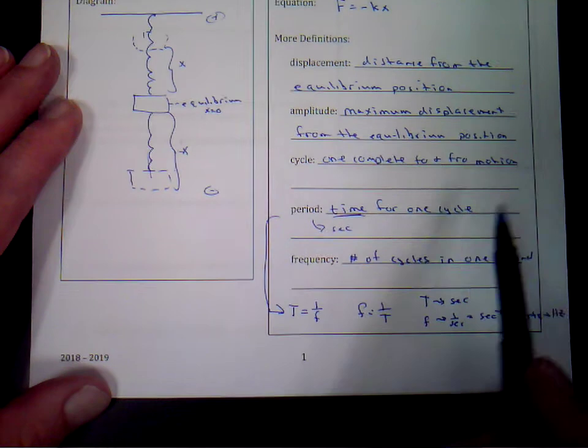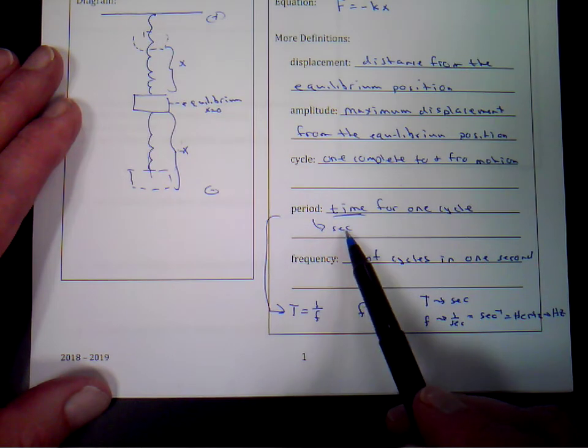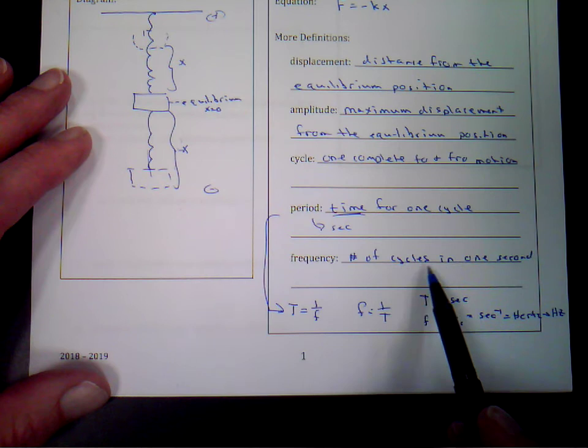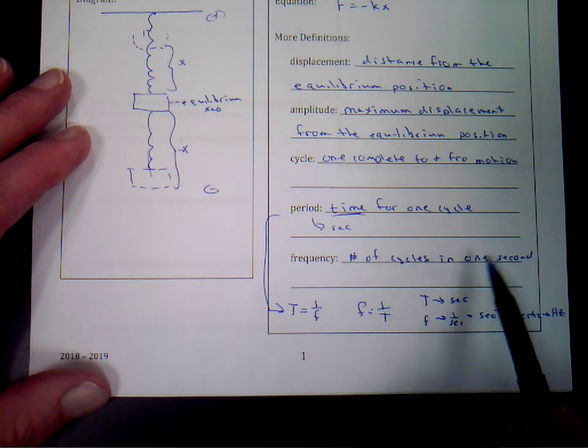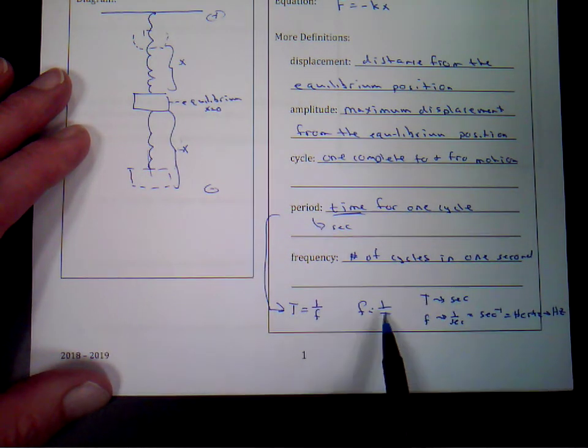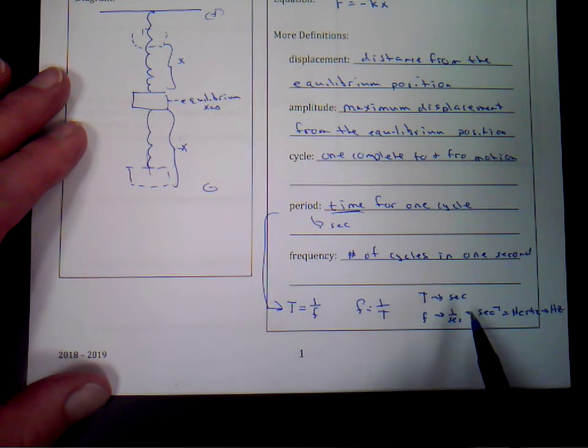Some terms that we've had before: a period is the time for one cycle, usually in units of seconds, or it can be any unit of time. Frequency is the number of cycles in 1 second, or number of cycles per second. And the period is the inverse of the frequency. The frequency is the inverse of the period. Usually period is in seconds.